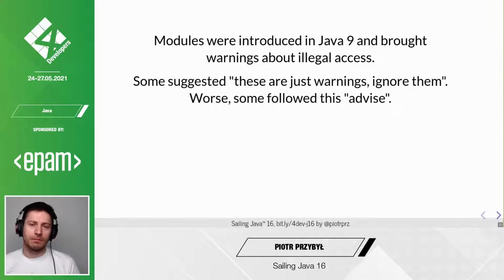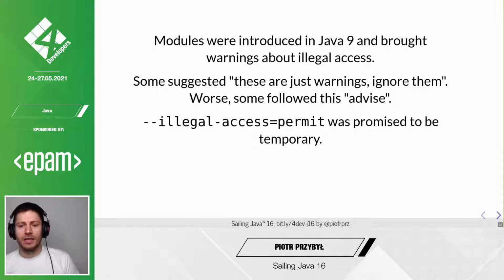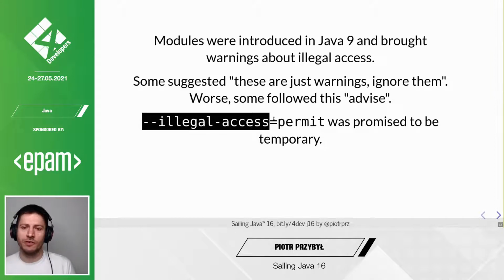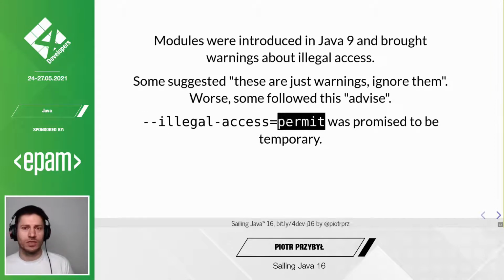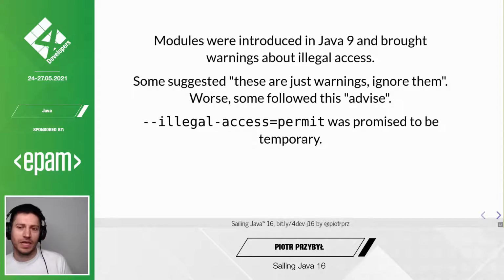And some people, especially a few library or framework maintainers, said that these are just warnings, and because they're warnings, they should be ignored. And the worst thing is that many more people followed this advice. People weren't afraid, or didn't have a second thought about what this illegal access means or what the big deal is. There was a new switch, --illegal-access, and by default it was set to permit. For many, this alone was a reason to say, oh look, it's set to permit, so it's not that bad. So let's live happily ever after.